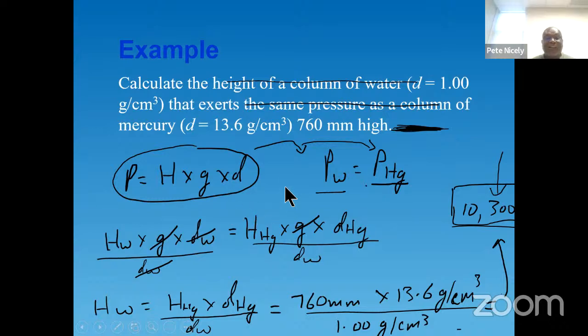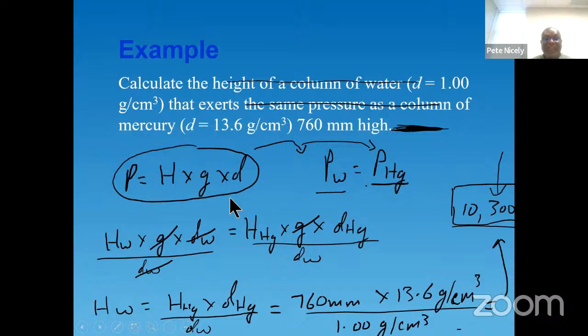Okay, now if you recall, I showed you this equation right here, which gives you the pressure exerted by a column of liquid. The pressure is equal to the height of the column times the acceleration due to gravity times the density of the liquid, right? So what I'm going to do is basically apply this equation for both water and mercury. The pressure exerted by a column of water and the same pressure exerted by a column of mercury, right? So this is the first thing I'd write on here. The pressure of the column of water would be equal to the pressure of a column of mercury.